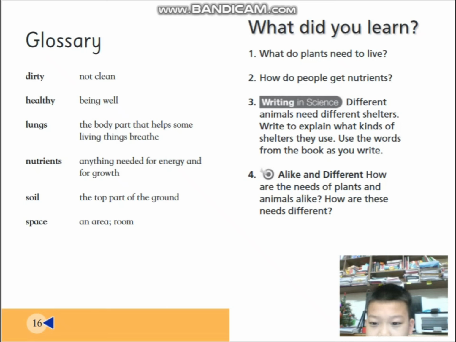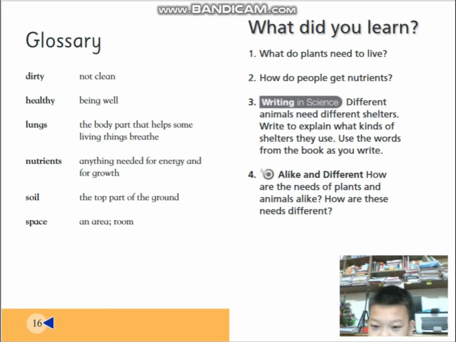But there are some kinds of wild animals, like a wolf or a bear, that live inside a cave, otherwise they live outside of the cave. That's all for number 3.